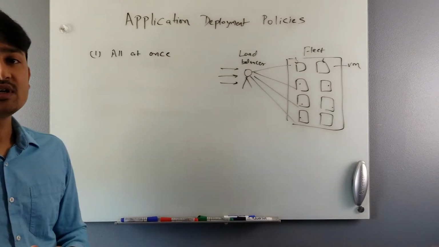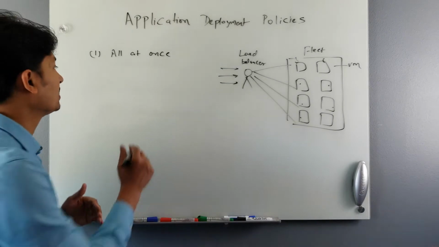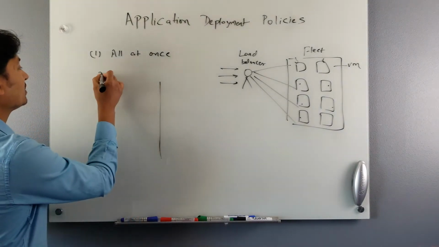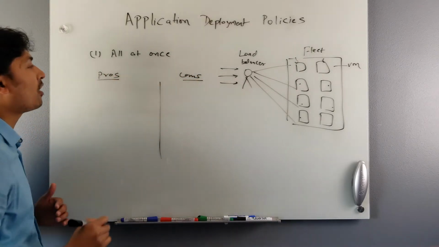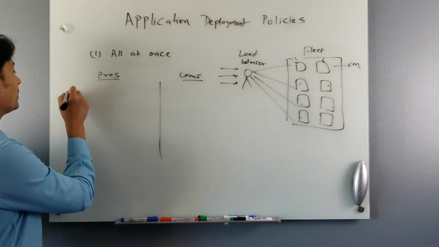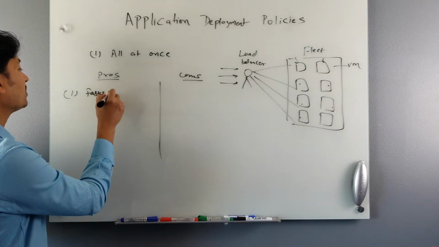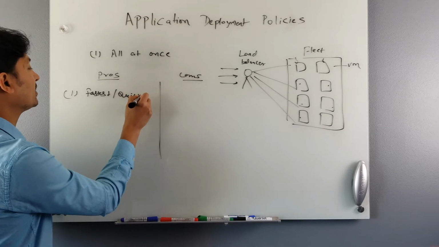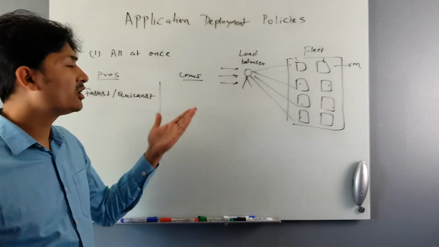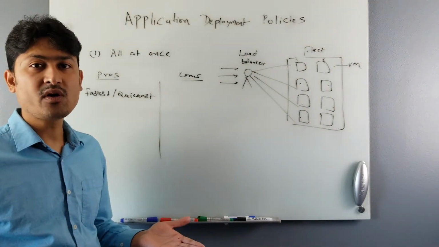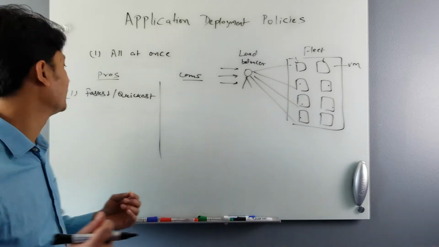So what are the benefits and disadvantages of this deployment policy? Let's see the pros and cons of all at once. The first pro I can think of is that it seems to be the fastest, quickest deployment. Here the total deployment time would be the maximum time of deploying the newer application version to one server.